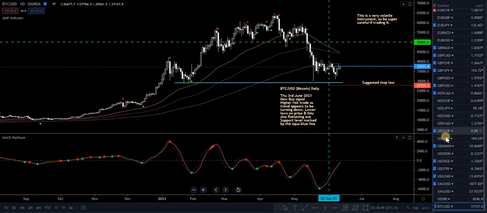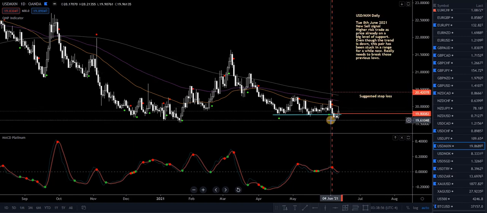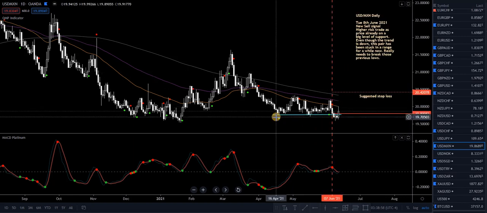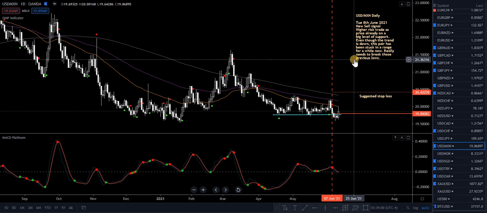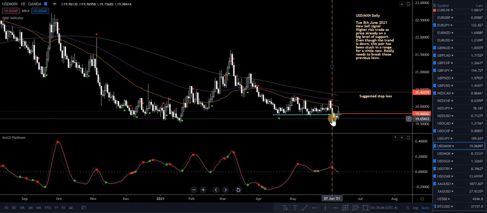All right, where were we on the USD Mexican peso pair? I don't normally trade it. What did I do here? Took a sell. Again, we've got this previous low, really need to break that. It was with the trend, so I was confident in the trade.